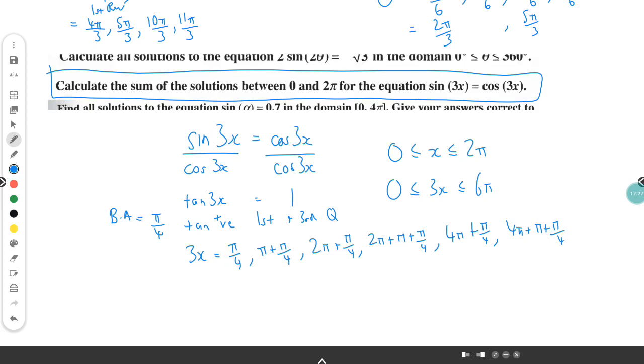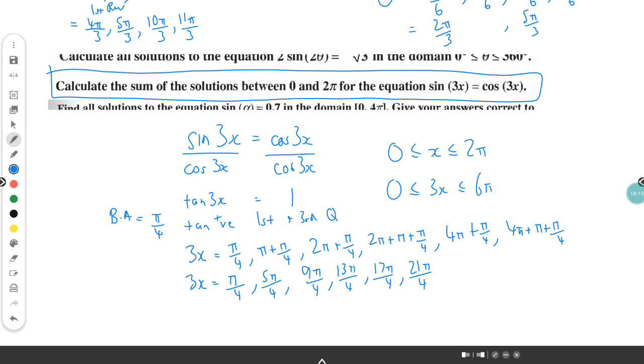Pi plus pi on 4. Yes, I'm aware there's an easier way, but I just want to set it out so you can see the 3 rotation thing. So, here we go. 3x equals pi on 4. What's pi plus pi on 4? 5 pi on 4. Now remember, the shortcut is just to add 2 pi or 8 pi on 4 to both of those. So we get 9 pi on 4 and 13 pi on 4. And for 4 pi, which is 16 pi on 4, add 16 to both of those. So it'll be 17 pi on 4 and 21 pi on 4. Okay, 6 solutions.